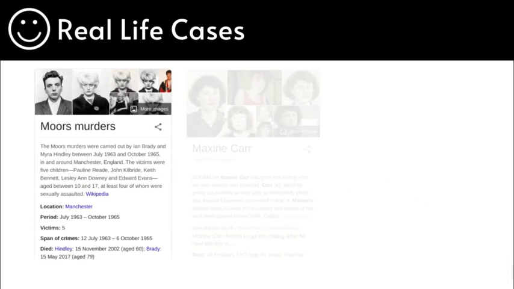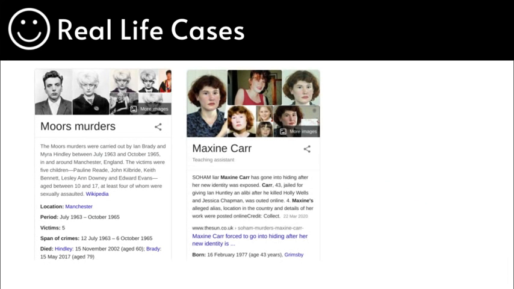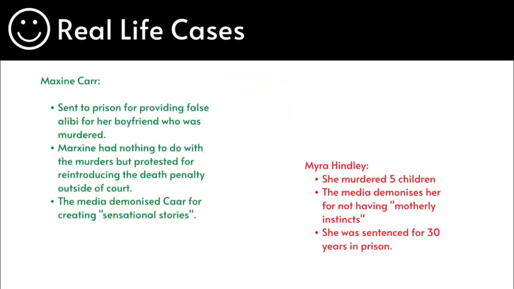Again, you can Google them up and you'll be able to find much more, but what I've given you is the summarized version, and this is all you need to add within your exam. Hopefully this is clear, and hopefully when you have an evaluation question on this chivalry thesis for and against, you're able to very confidently write paragraphs for and against, evaluate the statement, as well as apply real life cases such as Maxine Carr as well as Myra Hindley to your answer.